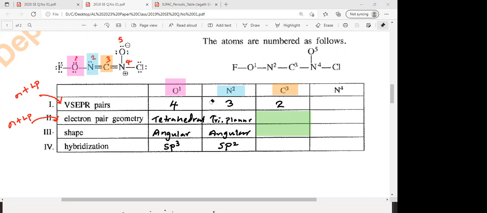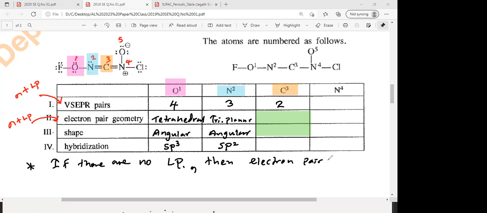Please write it down. If there are no lone pairs, then electron pair geometry is equal to shape. That is applicable for any other example. Please copy this down.